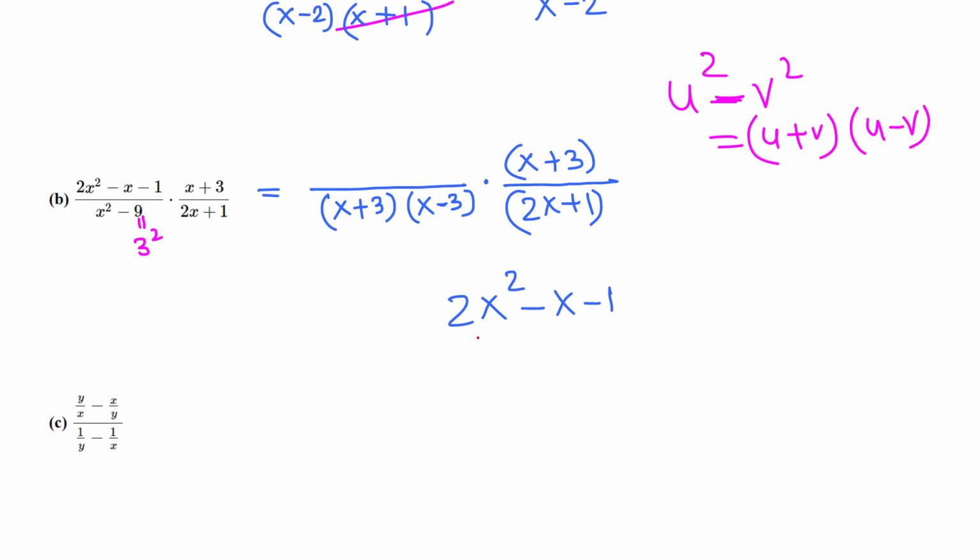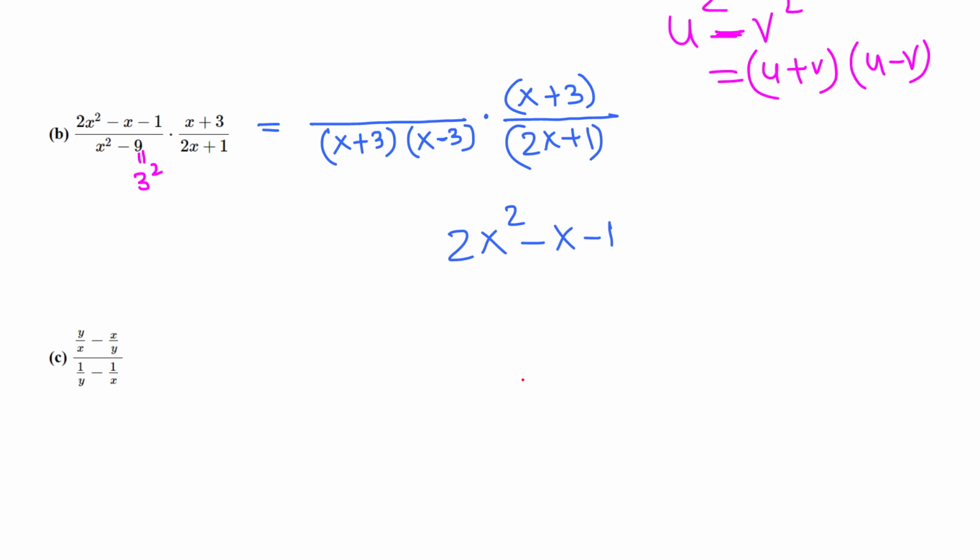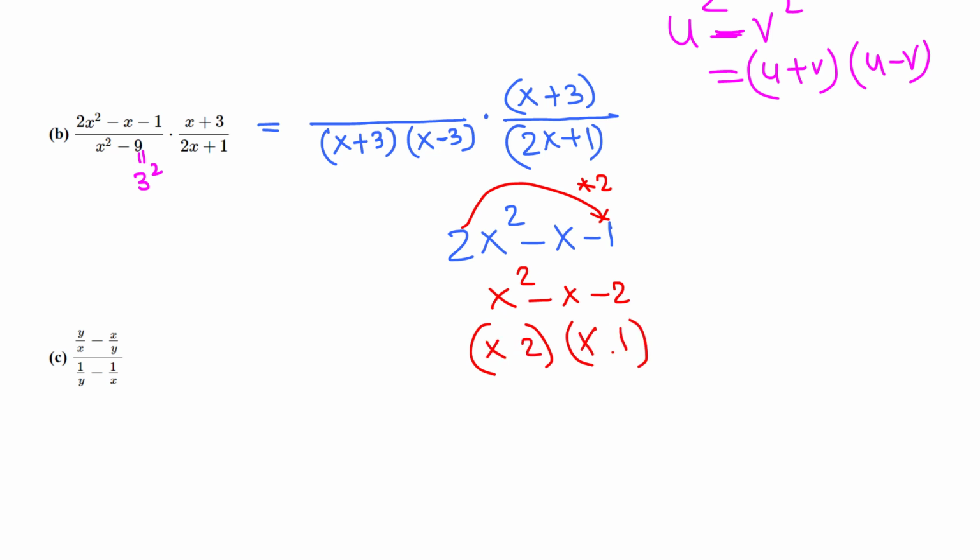Since we have a 2, you can factor by trial and guess, but you can also always multiply. Multiply by 2, which gives x squared minus x minus 2. Now this is easier to factor because we have x squared, so x times x. 2 is 2 times 1. To get negative in the middle, negative 2 and positive 1. This is good. You can check.